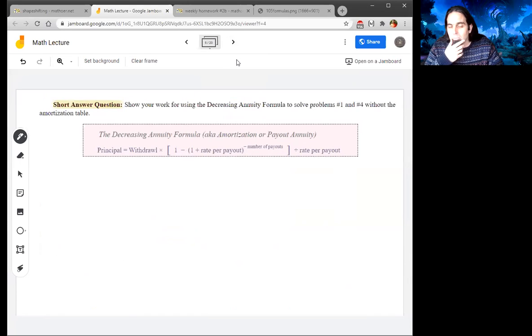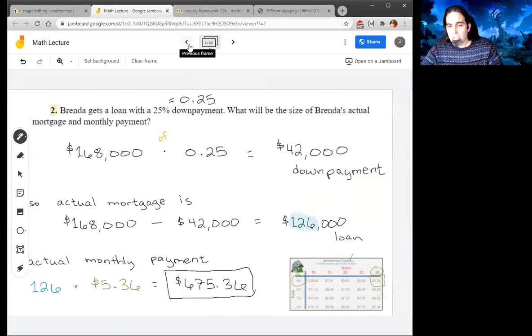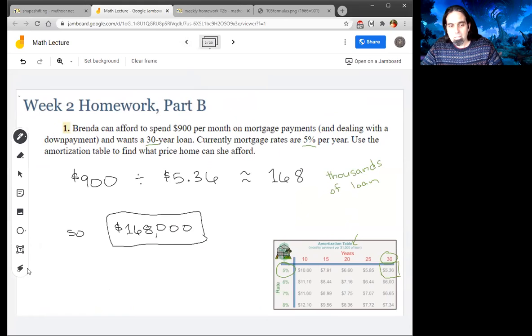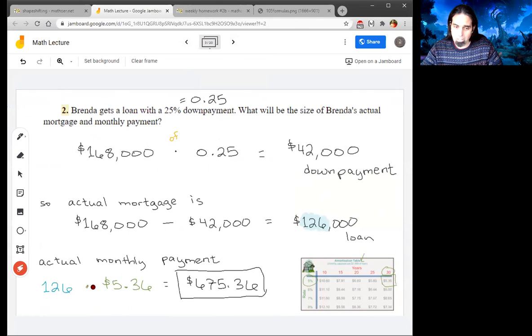Okay. So that one was a little tricky because you had to use the table in two different ways. We used it with division to find out what size house she could afford. And then we used it with multiplication, once we knew what the loan amount actually was, to build up the payment based on the actual loan amount.